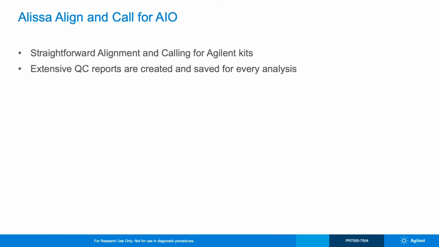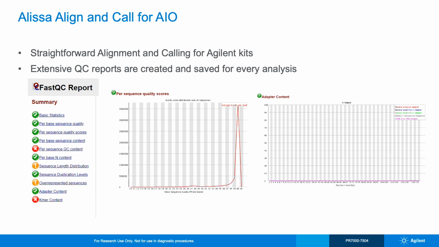We'll now go into the secondary analysis, and Agilent has a solution to assist you with your secondary analysis. This is Alissa Align and Call, and we're using this for AIO. This is a straightforward alignment and call for all Agilent kits, and it provides extensive QC reports that will be saved for each analysis. The QC information that's provided as part of the secondary analysis differs from the primary analysis, since now we're getting a little more information about the individual reads and the bases within these reads.